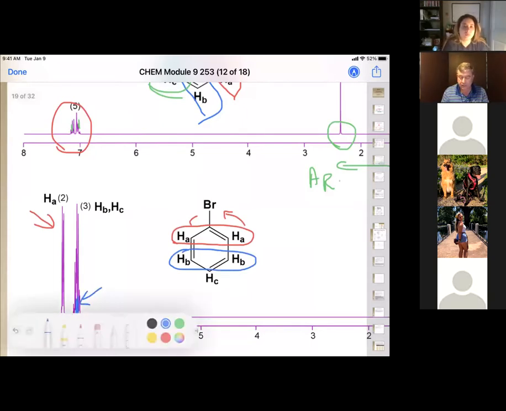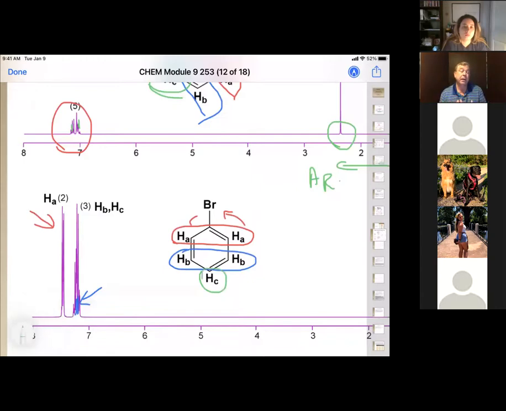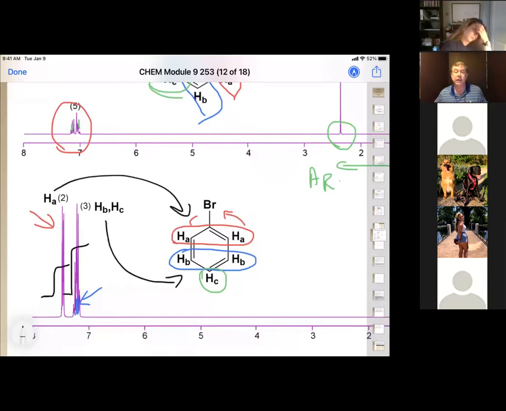And then, of course, the C is going to be different than those, but it turns out because of electronics, it's going to be about the same place. So if we integrated this, we would see that we have 2 and 3. So it would say that we would have the 2 hydrogens for the benzene here, and then the remaining 3 hydrogens in the other side.